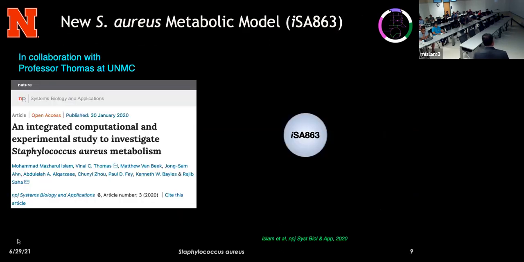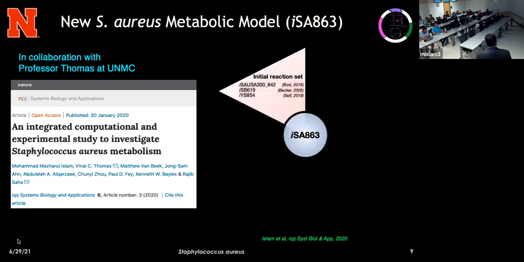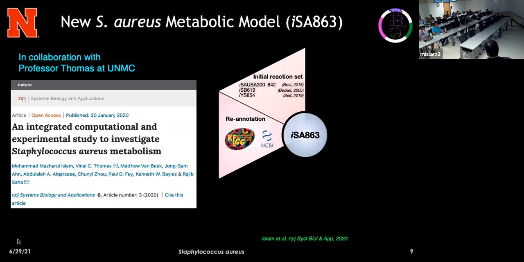As part of that mission, I developed a new genome-scale metabolic model of Staphylococcus aureus in collaboration with Professor Thomas at University of Nebraska Medical Center. To do that, I assembled the initial reaction set from the 3 previously published models of Staphylococcus. And then I went back to literature, as I showed in my earlier slide, to figure out what are the missing functions and bring them from the literature to our model.